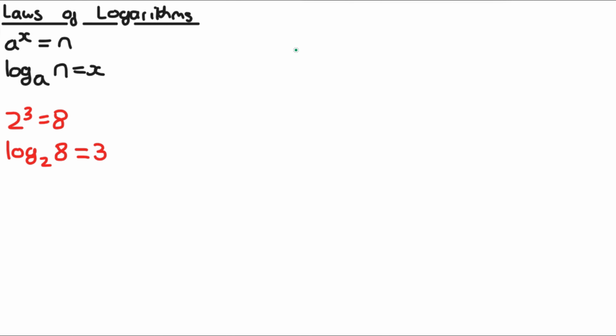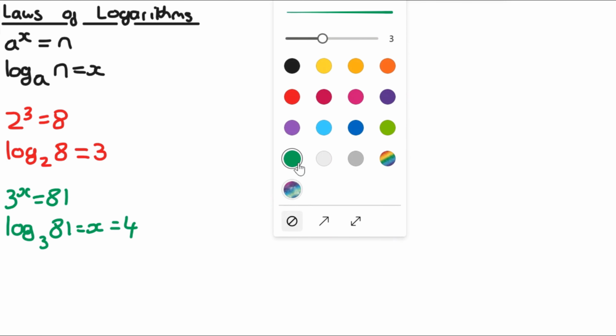Let's do another example. Let's say that 3 to the power of x is equal to 81, and we wanted to find the value of x. Well, it would be log base 3 of 81, and this is going to be equal to x, and if you put this into your calculator, this gives out a value of 4. And this makes sense because we know that 3 to the power of 4 is equal to 81.